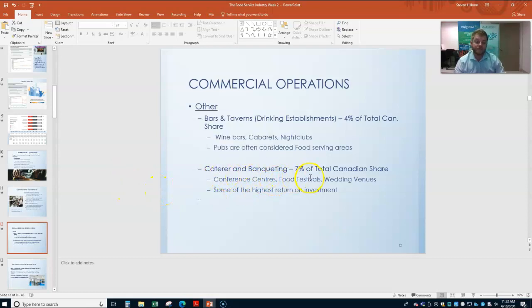Catering and banquets is 7% of the total Canadian share. And that's your conference centers and food festivals and barbecue festivals and wedding venues. And they actually have some of the highest return on investment because most of them do not have that brick and mortar location that they need to pay for, right? So that's where a lot of their savings are.